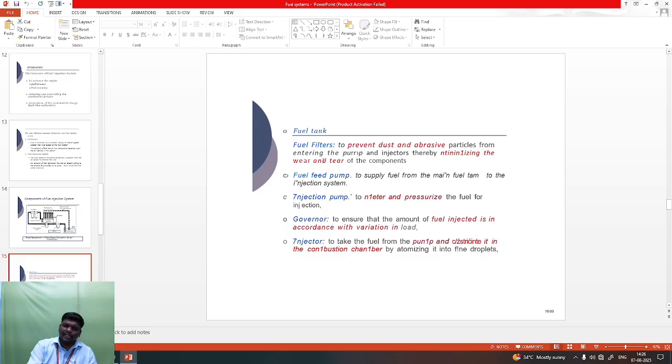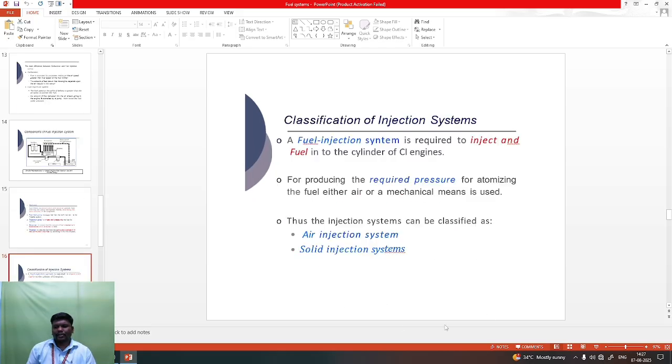Then the governor is used to ensure that the amount of fuel injected is in accordance with the variation of load. It is based upon the variation of load we are giving. After the governor is actuated, the injector takes the fuel from the pump to the combustion chamber.